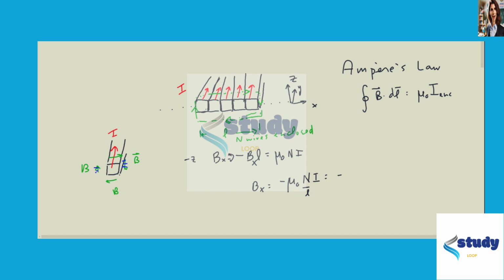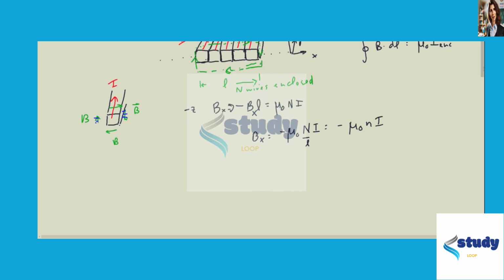And we're just going to represent the number of wires per unit length as a little n. That tends to be something people do. Use little n in place of n per unit length.